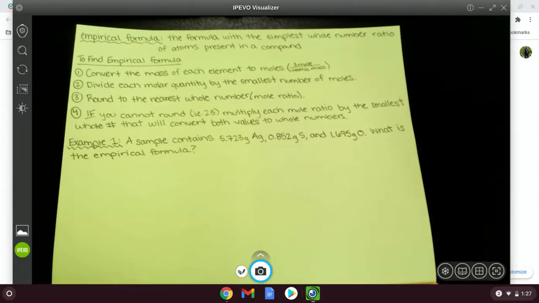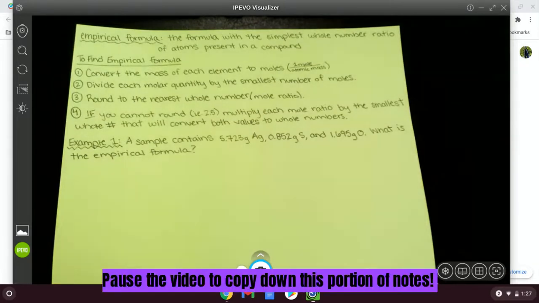So let's start. Well, before we start, go ahead and take a minute to pause this video and write your notes down. And go ahead and write down the example as well. So example 1, a sample contains 5.723 grams of silver, 0.852 grams of sulfur, and 1.695 grams of oxygen. And we need to figure out what the empirical formula is. So go ahead and pause this video and take down these notes.